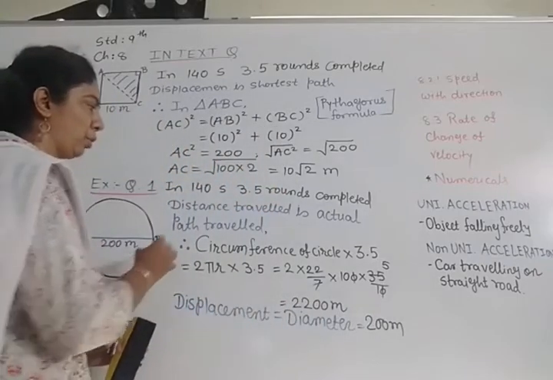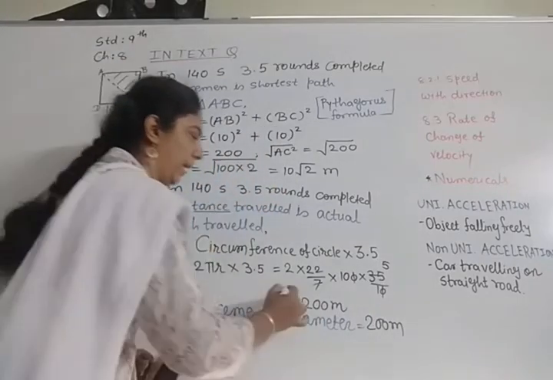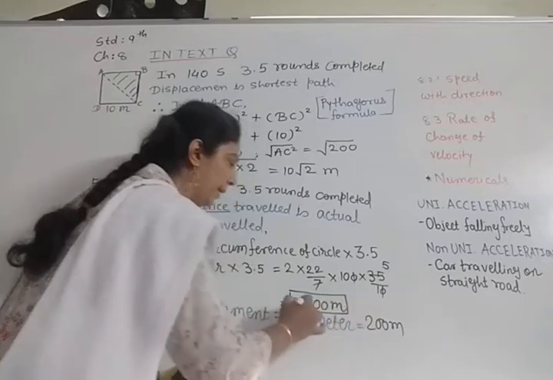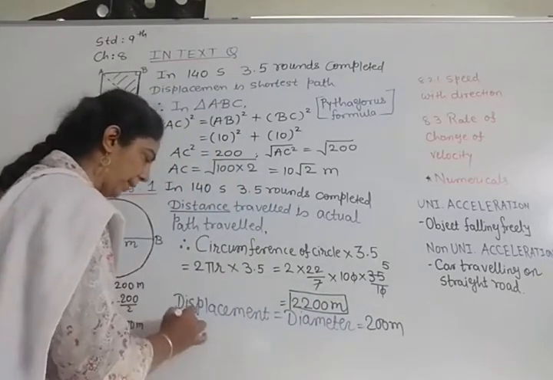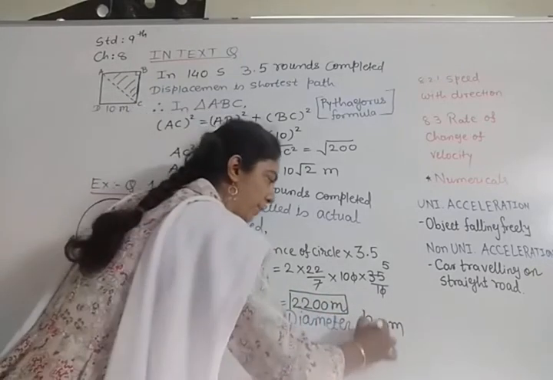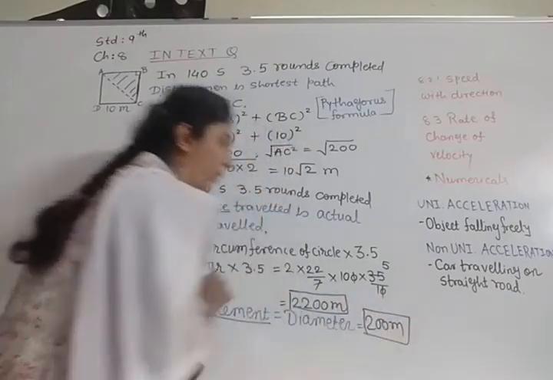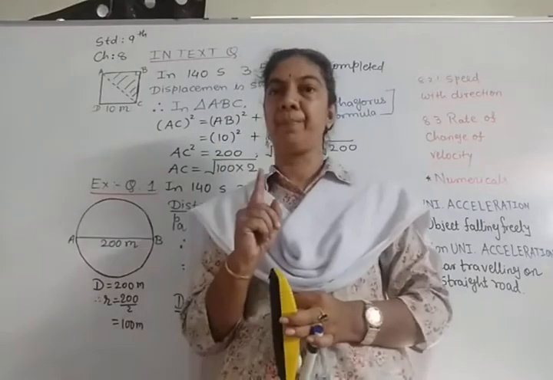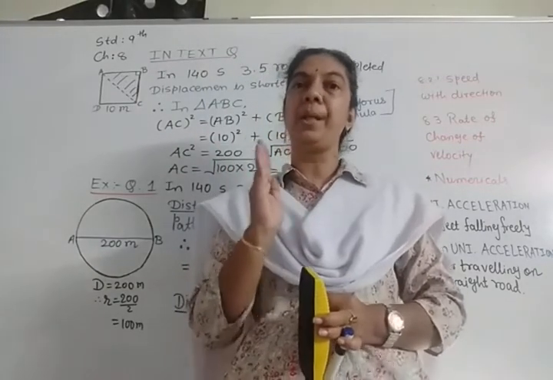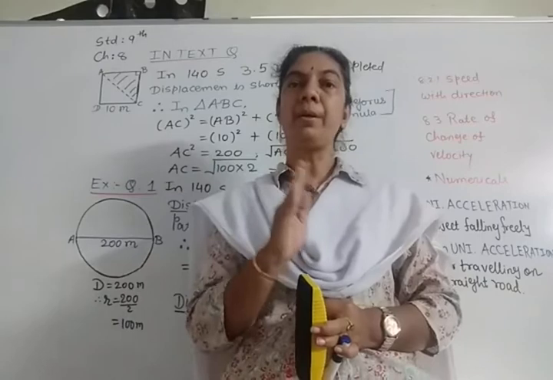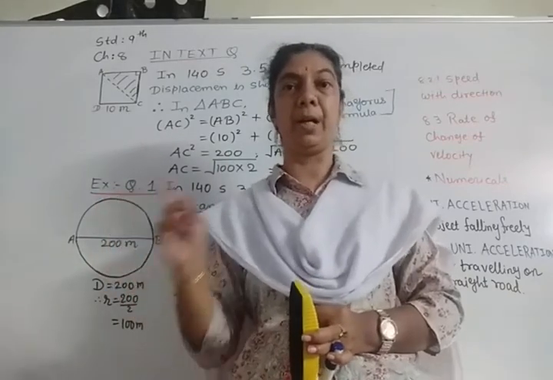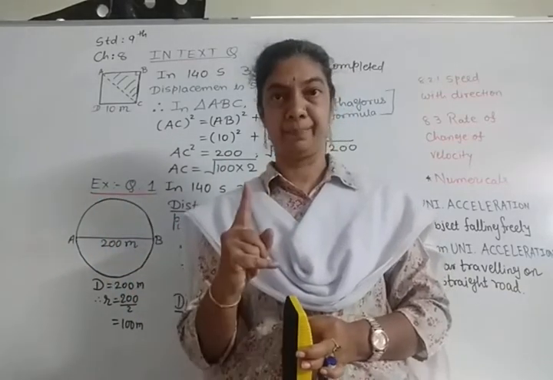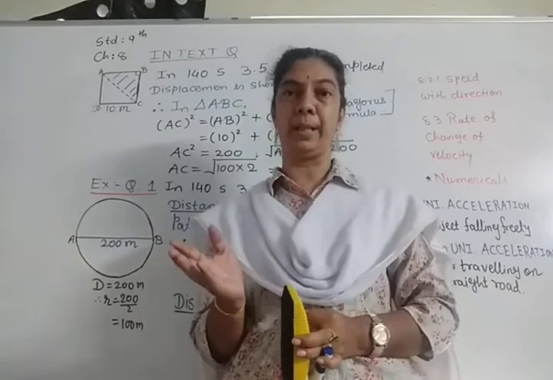Try to get this concept that distance is always greater than or equal to the displacement. Here the path is circular, so your answer of displacement should be smaller than or equal to the distance travelled, not more than that. Please go through this numerical.